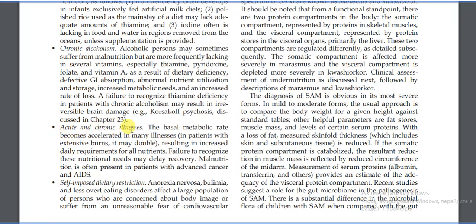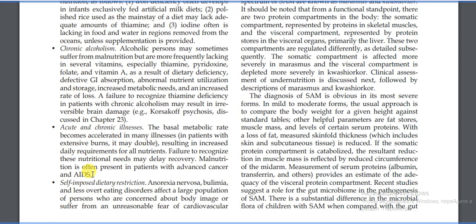Then acute and chronic illnesses. There is a large set of diseases which cause malnutrition, malabsorption, and poor utilization of some components which are strongly required for a healthy person. For example, basal metabolic rate becomes accelerated in many illnesses, for example with extensive burns, resulting in increased daily requirements of all nutrients. Failure to recognize these nutritional needs may delay recovery. Malnutrition is often present in patients with advanced cancer and AIDS.